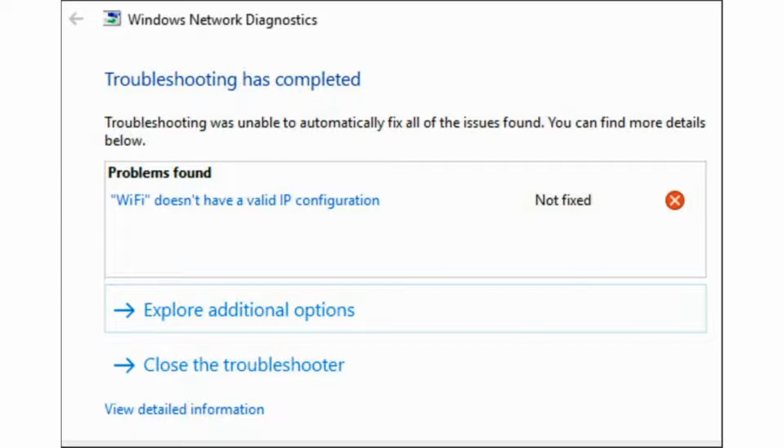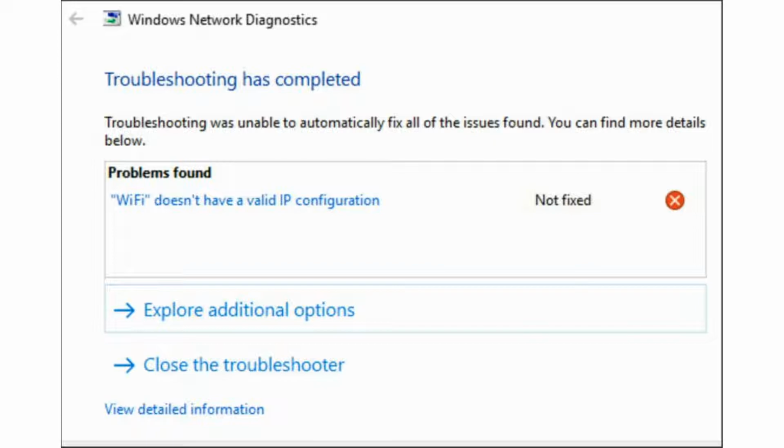Our office PC got disconnected from the internet and couldn't go online to Google or whatever. There was no internet. I ran the troubleshooter in Windows 10, and this was a similar screen that popped up, except we used an Ethernet cable instead of Wi-Fi, and it basically said that your PC does not have a valid IP configuration.